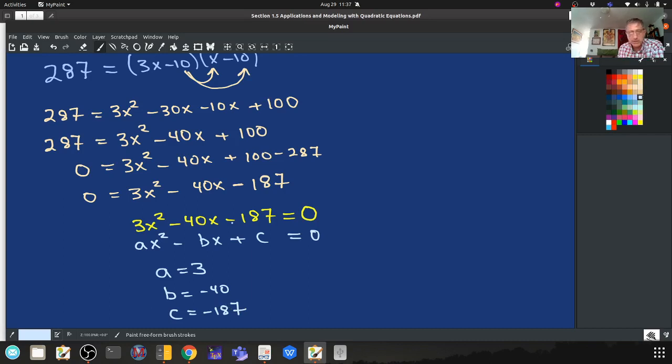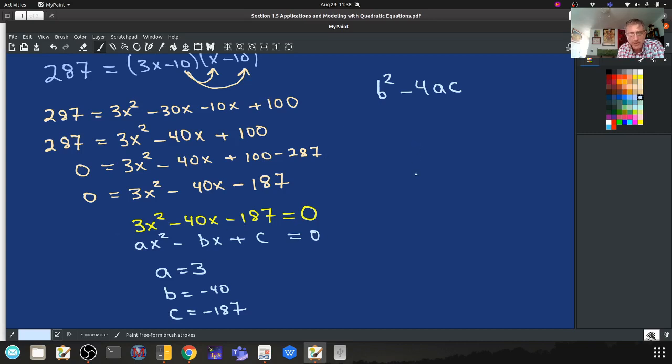So as it turns out, you can use the quadratic equation. You could use the discriminant. Remember, our discriminant is b squared minus 4ac. And if the discriminant turns out to be a perfect square, then I'm going to have two real solutions. But it turns out we can actually factor this.